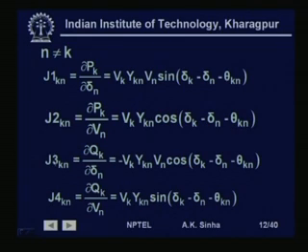J3 off diagonal terms will be del q k by del delta n, this will be minus V k Y k n V n cos(delta k minus delta n minus theta k n), and J4 off diagonal terms will be del q k by del V n, this will be V k Y k n sin(delta k minus delta n minus theta k n). So, these are the off diagonal terms that we have for the 4 submatrices.